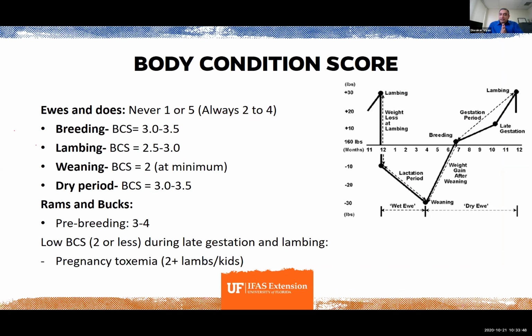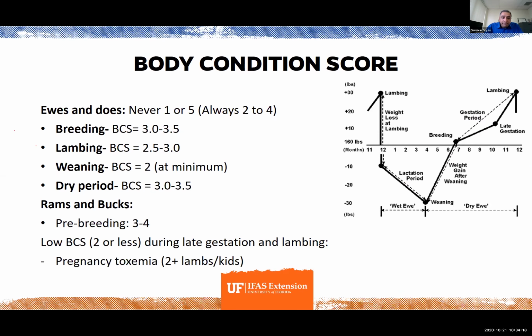Again, as I said, never ever have 1 or 5 at our farm. It ranges from 2 to 4. For breeding, the optimal body condition is around 3 to 3.5. Lambing is around 2.5 to 3. We do not want obese animals to go for lambing. We do not want emaciated animals to go for lambing. It results in so many disorders. It compromises the performance of lambs as well.